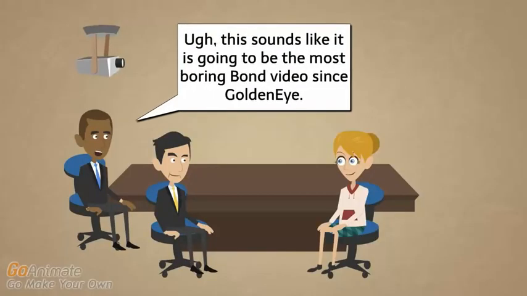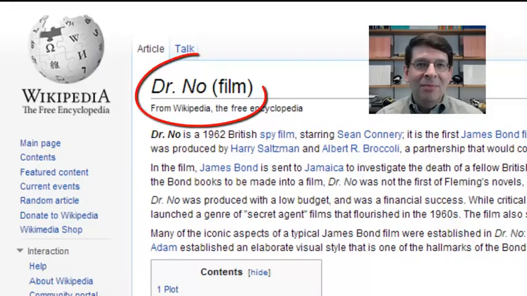Ugh, this sounds like it is going to be the most boring bond video since GoldenEye. I actually thought A View to a Kill was much worse than GoldenEye, although the cool Duran Duran theme song sort of redeemed it. In case you're wondering what we were talking about, these are James Bond movies. You can't teach Bond accounting without having James Bond jokes. Here's another one. What is the favorite James Bond movie of all time for accountants? It's this one. Debit No.